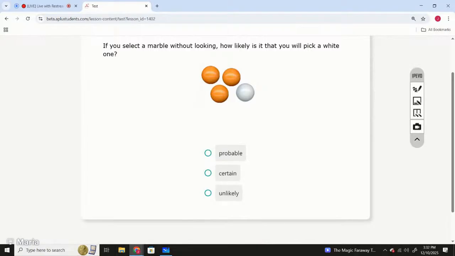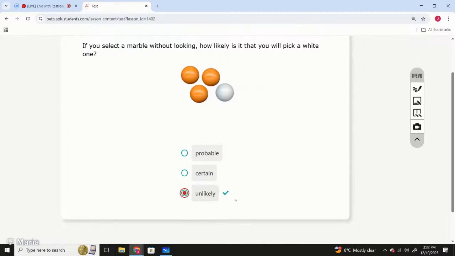If you select a marble without looking, how likely is that you will pick a white one? So we have only one white marble, so it is unlikely to pick the white one. The correct option is unlikely.